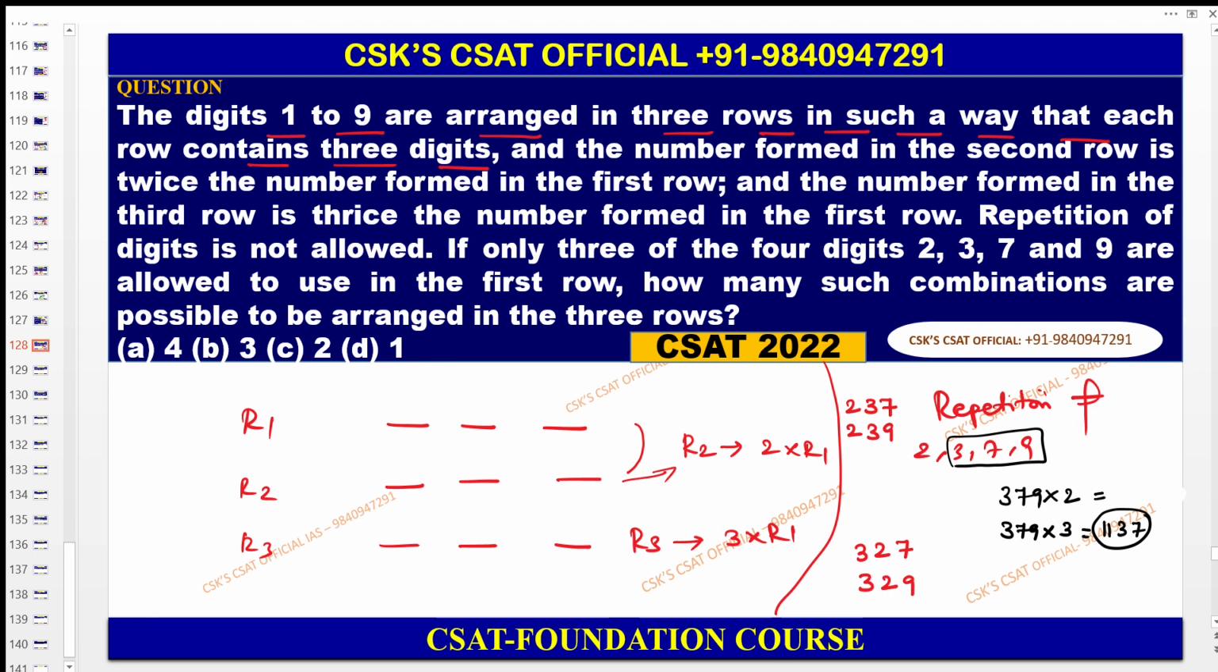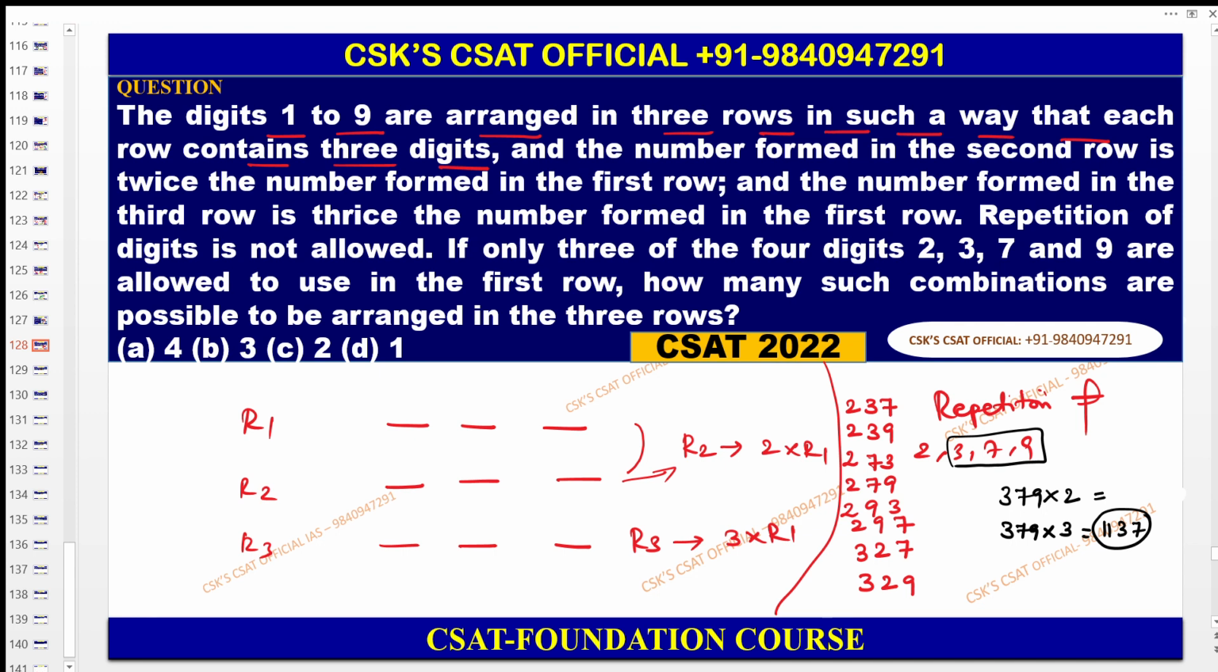2, 3, 9 possible. So completed. 2, 3, 7, 2, 3, 9. 3 series over. Now we can place with the 7 series here. 2, 7, 3 possible. 2, 7, 9 possible. Then 7 series over. Then put a 9 series. 2, 9, 3 possible. 2, 9, 7 possible. So these are the possible ones in order to place it in the row 1.